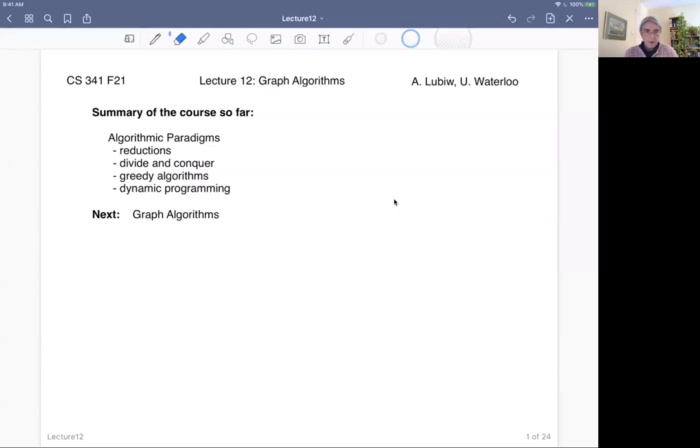So a reminder of what we've done so far. The course so far has been about algorithmic paradigms. In particular, we've looked at reductions, which will come up again in a later part of the course. We looked at divide and conquer algorithms, greedy algorithms, and dynamic programming. And we are going to revisit all of these in the context now of graph algorithms. So there's a section of the course coming up now on graph algorithms. I like this section very much because graph algorithms are one of the things that I study the most.